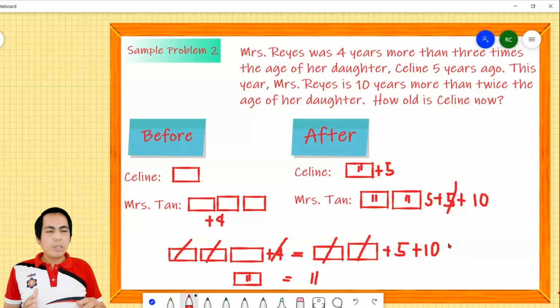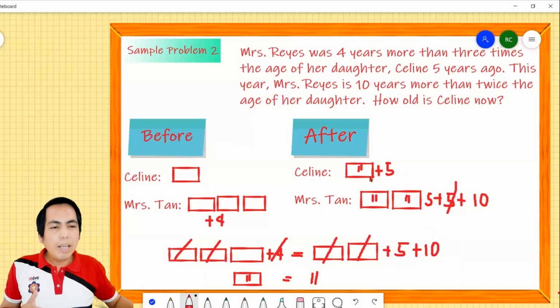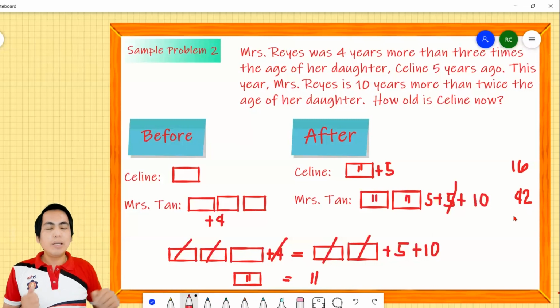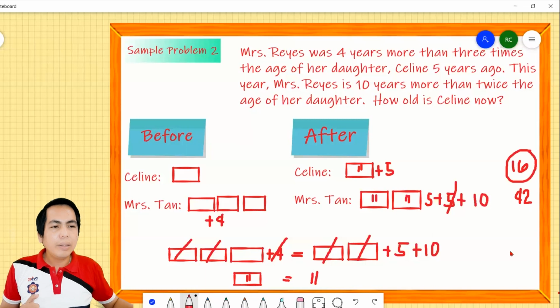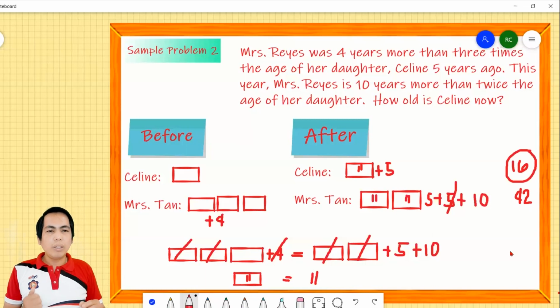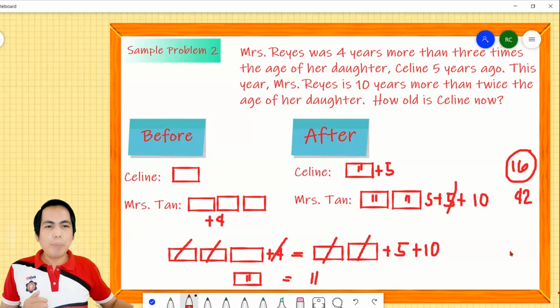So in other words, Celine now is 11 plus 5 to give us 16 years old, while Mrs. Stan is 11 plus 11 is 22 plus 5 plus 5 plus 10 will give us 42 years old. So let us check whether when we twice 16 plus 10 will give us 42. 16 times 2 is 32 plus 10 is 42. Check. So our answer is correct, that Celine is 16 years old now. So we have answered the problem correctly.